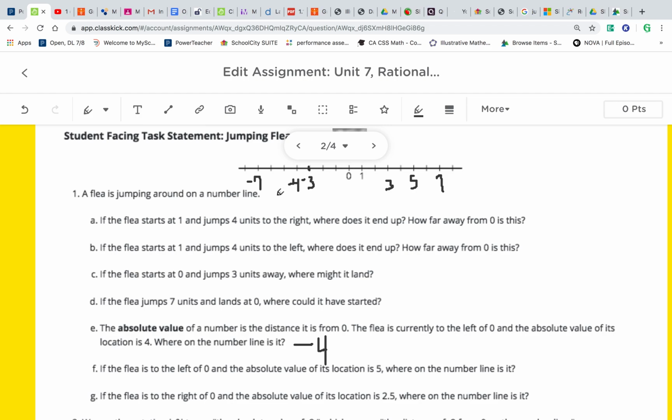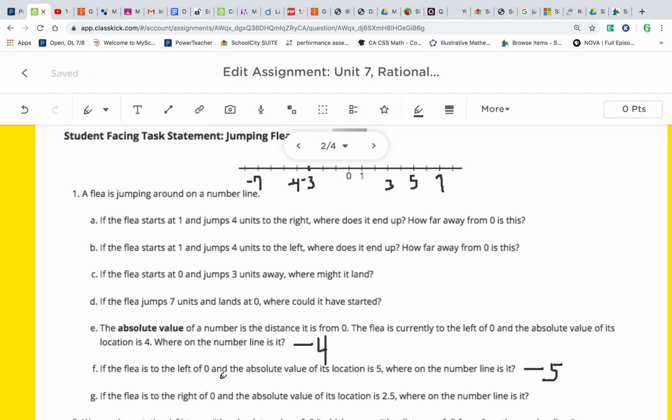All right. If the flea is to the left of 0, so it's on this side, so it has to be a negative amount, and the absolute value of its location is 5, where on the number line is it? Well, it has to be at -5. The absolute value is 5. That means the distance from 0 is 5. And it's to the left, so it has to be at -5.